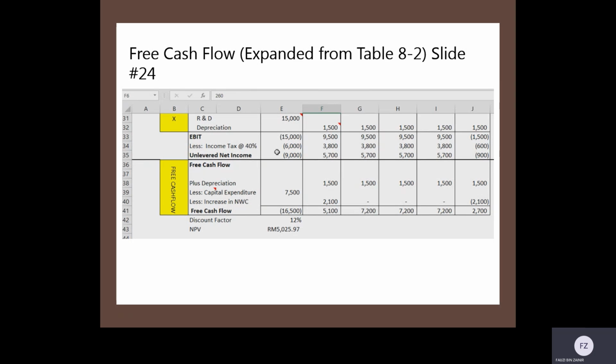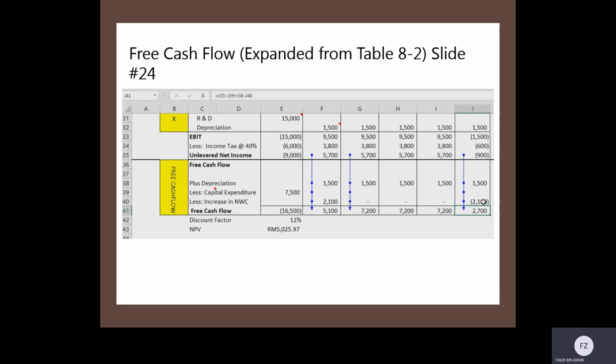So all in all, if you look at, let's say, year 1, what is the free cash flow? You get 5,700 plus 1,500 minus 2,100, you get 5,100. It is the same for year 2. We see that 5,700 plus 1,500, since there is 0, so the number increases. And at the end, for year 5, we have minus 900,000 plus 1,500, and then we minus 2,100.